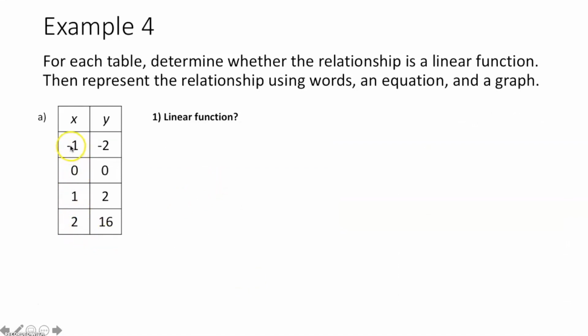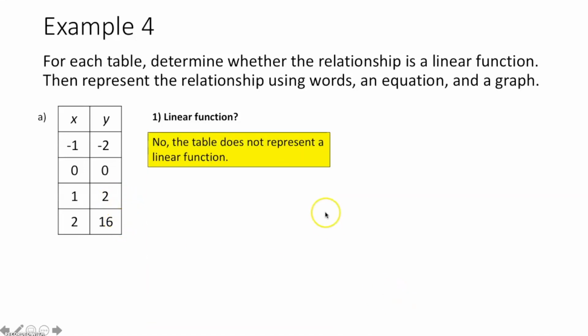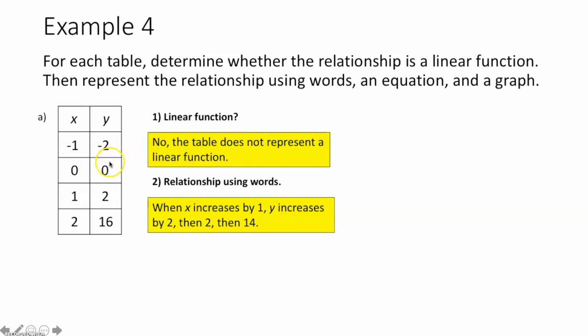Is it linear? Well, x increases by 1 each time, and as x increases by 1 each interval, you can see that y increases by 2, then increases by 2. Okay, that's a good sign. But then increases by 14? No, this is going to be a non-linear function. Next, let's describe the relationship using words we just did. As x increases by 1, y is increasing by 2, then by 2, then by 14. So now we have to describe this relationship using an equation.